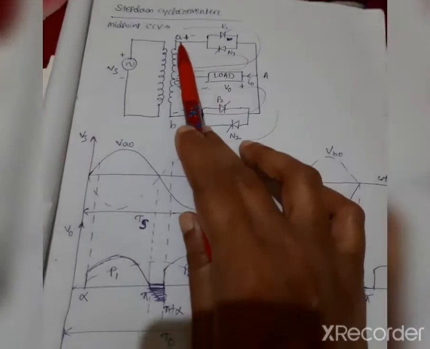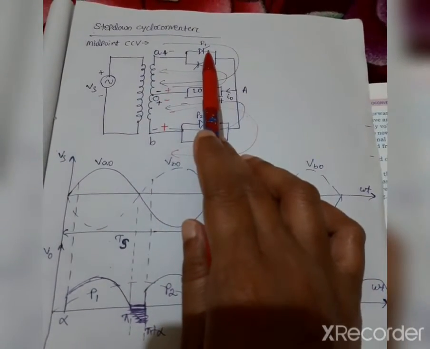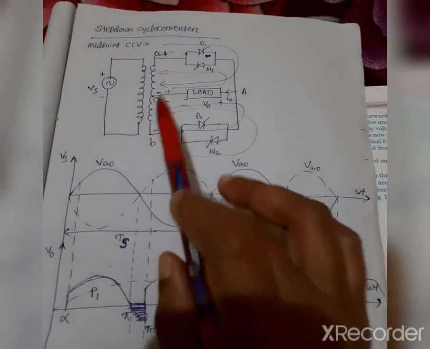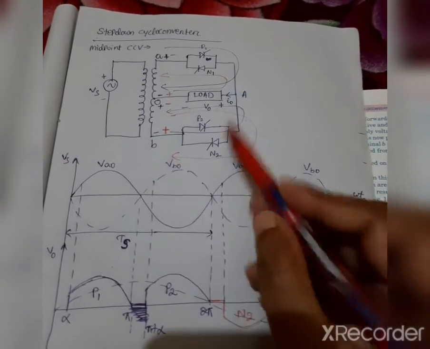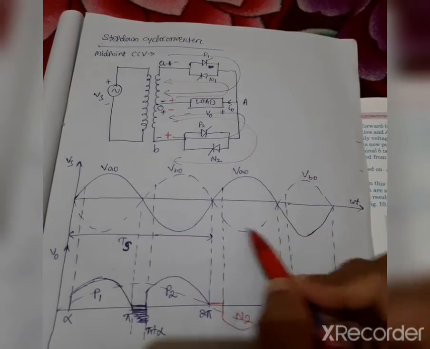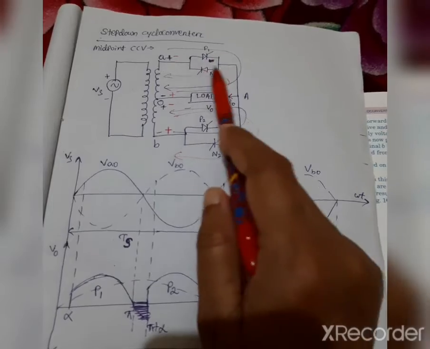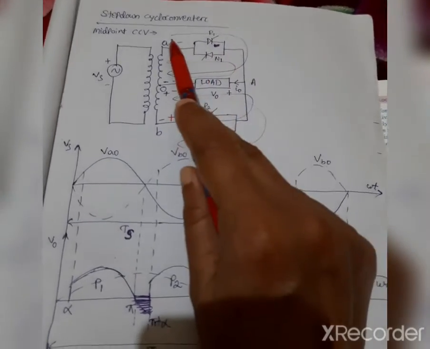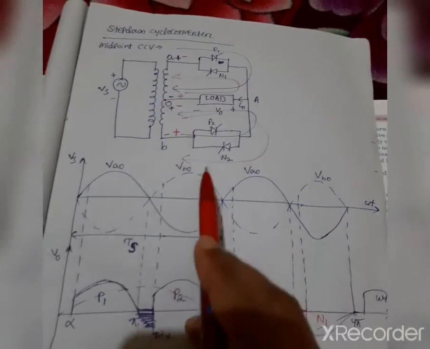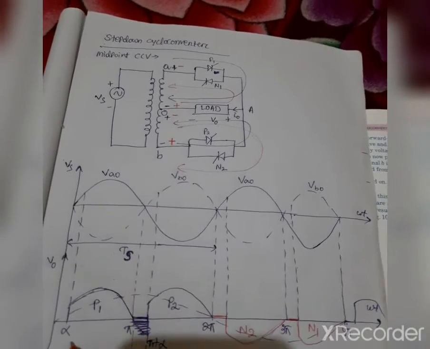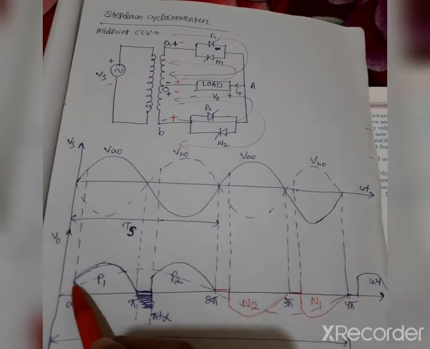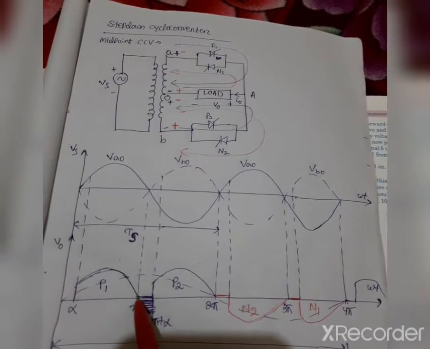In the positive half cycle, this is positive means P1 is forward biased, and negative means N2 is forward biased. But I told you that in the step down cycloconverter, first all the positive groups are conducted, then all the negative groups are conducted. So first the positive group conducts, means P1 conducts. This blue mark is the current path. At this point P1 is forward biased and P1 is triggered, so we found the output waveform like this.